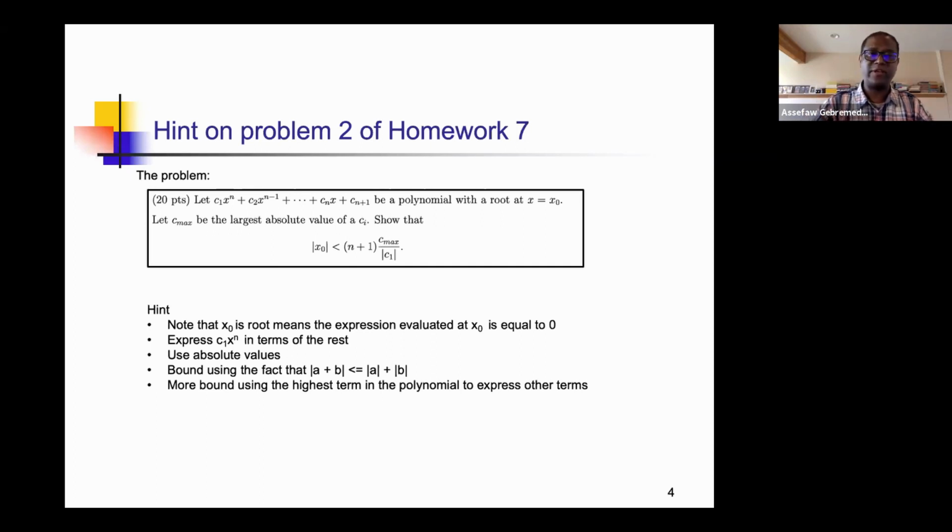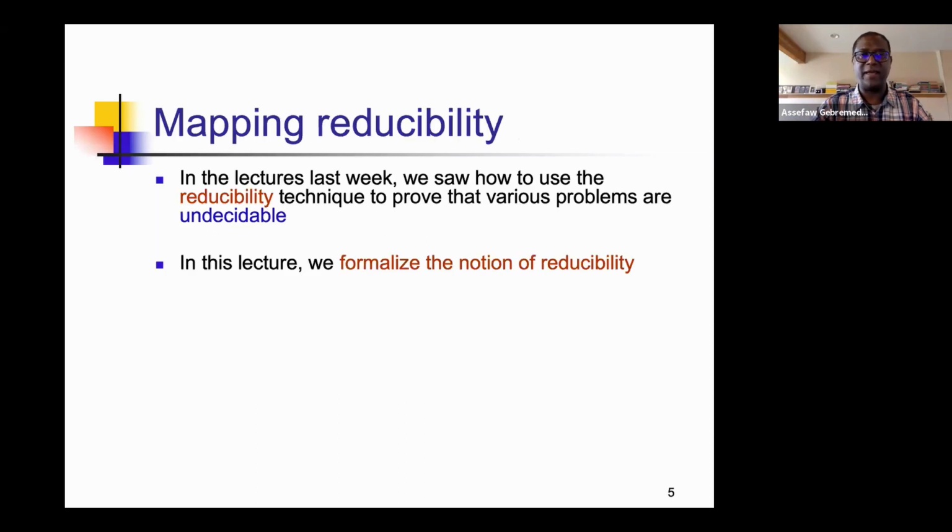Okay, I'm going to get started with the topic for the day. And we are going to be talking about mapping reducibility. Reducibility is a topic we started on last week, and we've had three things covered. So we know what the basic idea is, and we are going to make it a little bit more formal now.